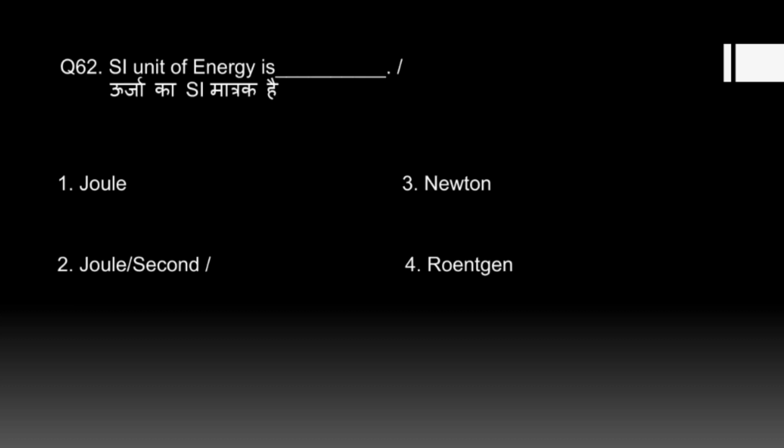Question number 62. SI unit of energy is? So what is the SI unit of energy? This is a very basic question. I hope you all answer that. Options are: option 1 is joule, option 2 is joule per second, option 3 is Newton, and option 4 is Roentgen.